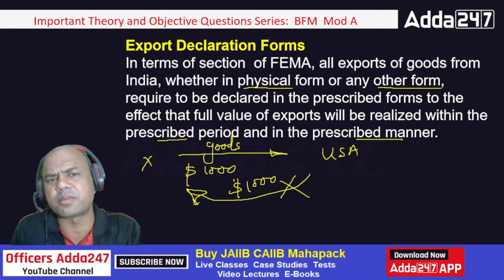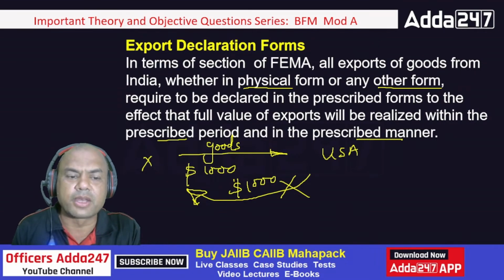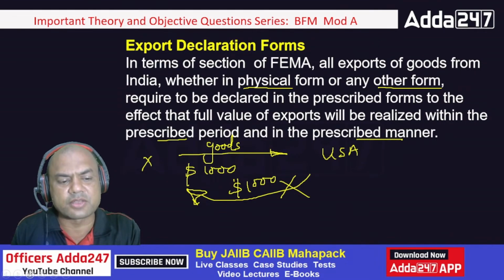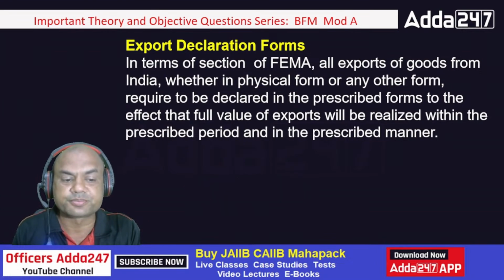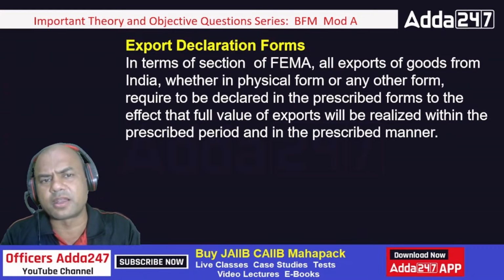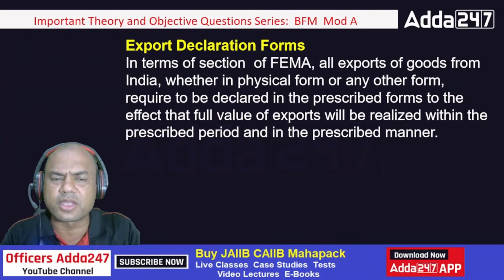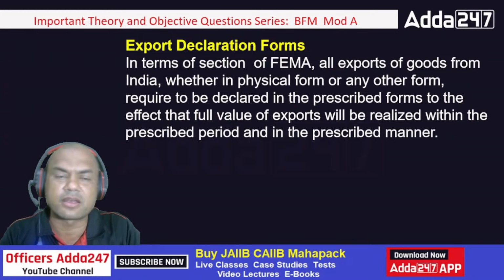What do you mean by prescribed manner? Period is okay. Period means what? There are various periods here. It is ranging from 9 months to 15 months. Okay. So period is okay, 9 months to 15 months. But what about the manner?